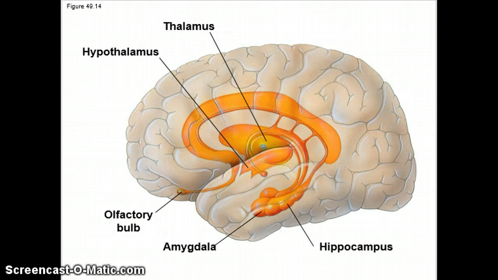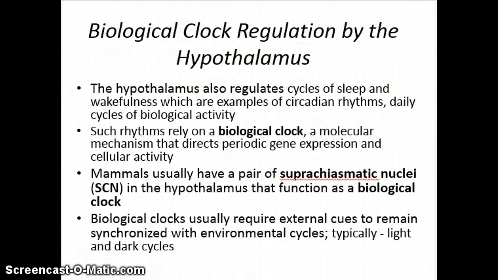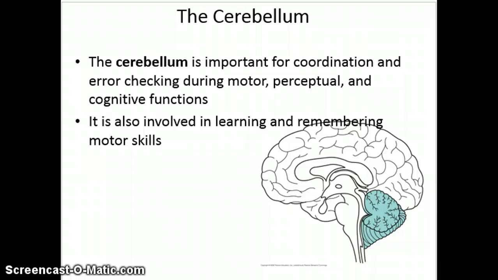So now on to the cerebellum. So going forward here, the cerebellum, you can see its location there. It's a small portion here, right behind the brain stem. And it's important for coordination and error checking during motor, perceptual, and cognitive function. It's also involved in learning and in remembering our motor skills. So we talk about sometimes in athletics muscle memory, which means that if you do something over and over again as a physical motion, it becomes almost automatic. And the portion of our brain that's responsible for that is the cerebellum.